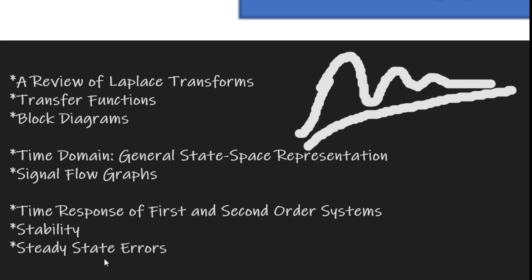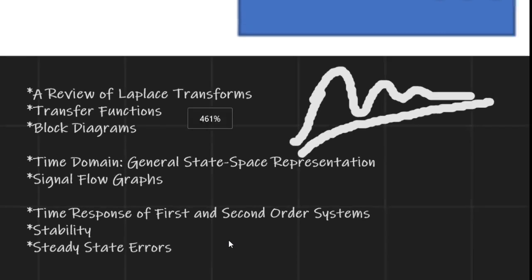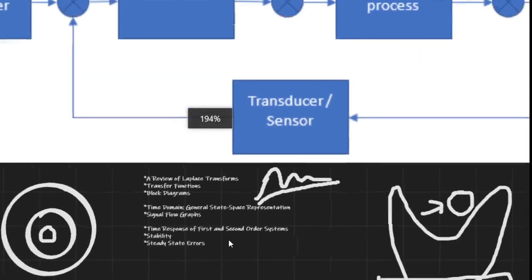Second, stability. Generally, we always want the system to be stable. So that's the second specification we're interested in. The third specification usually is that we don't want a steady state error that is beyond a certain point. So those are three specifications that are usually very necessary at the start of a design.